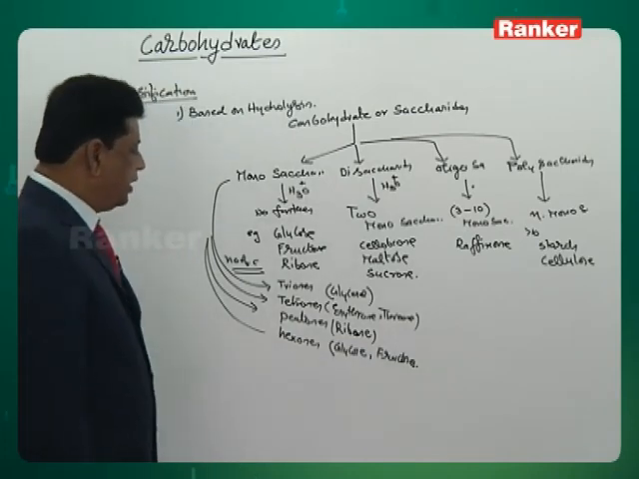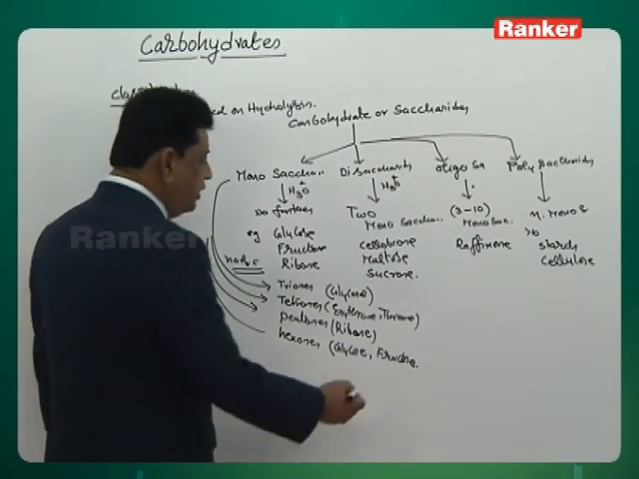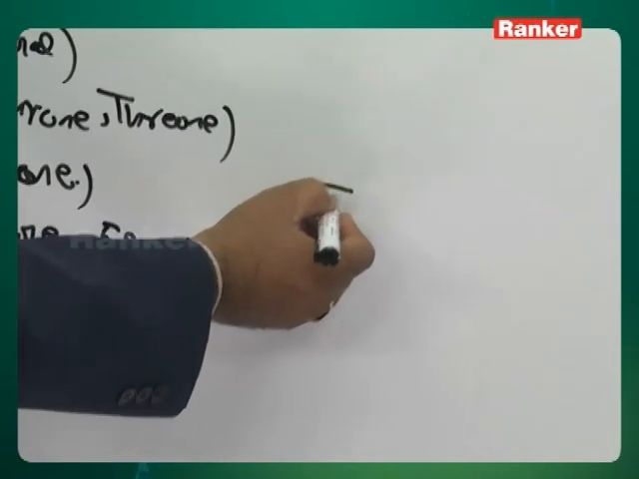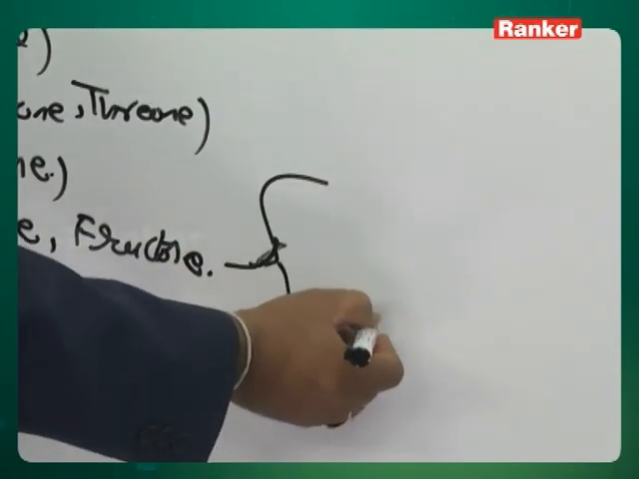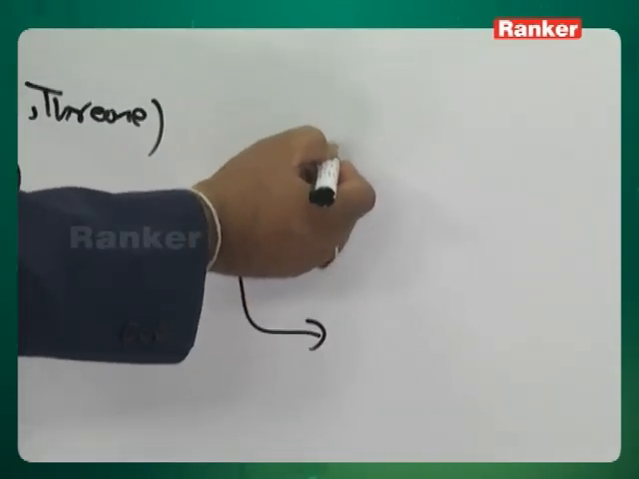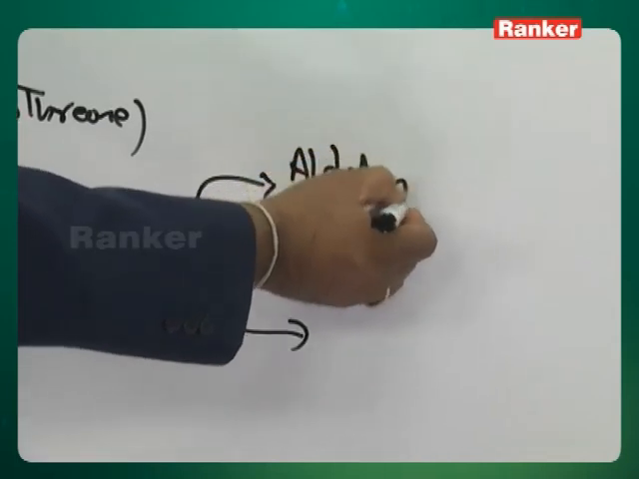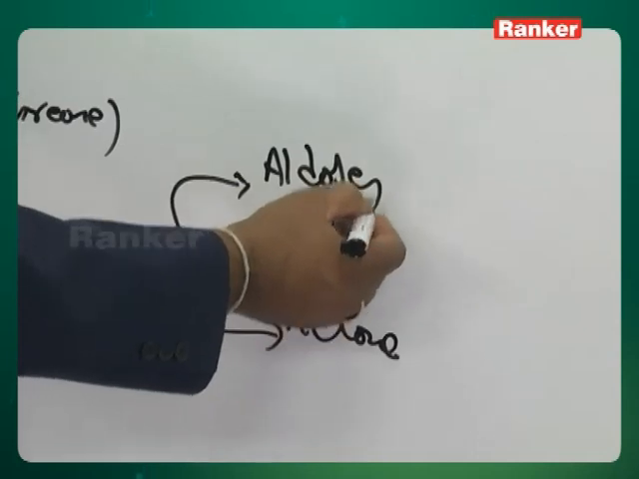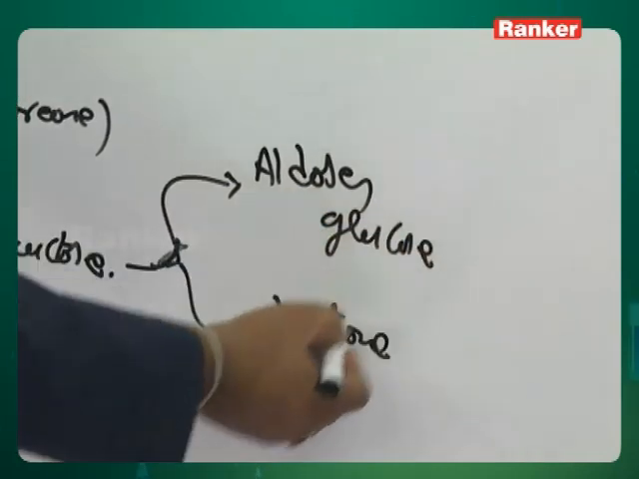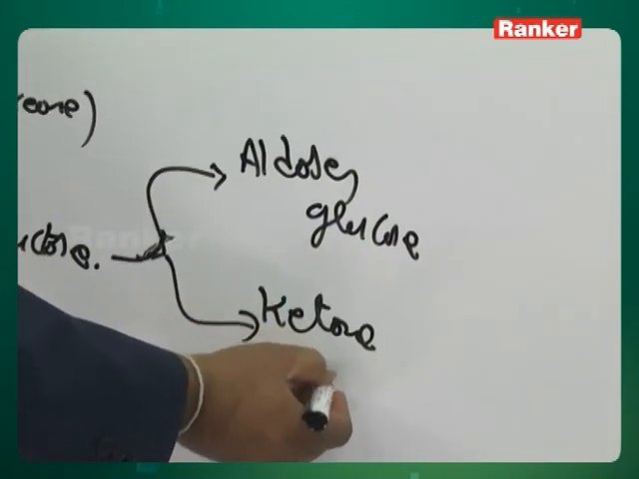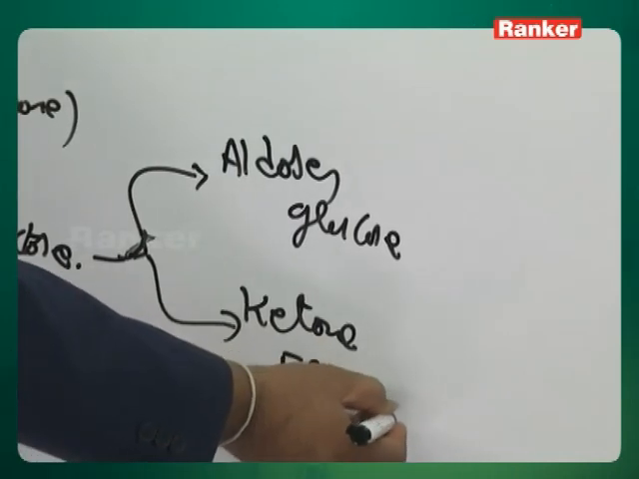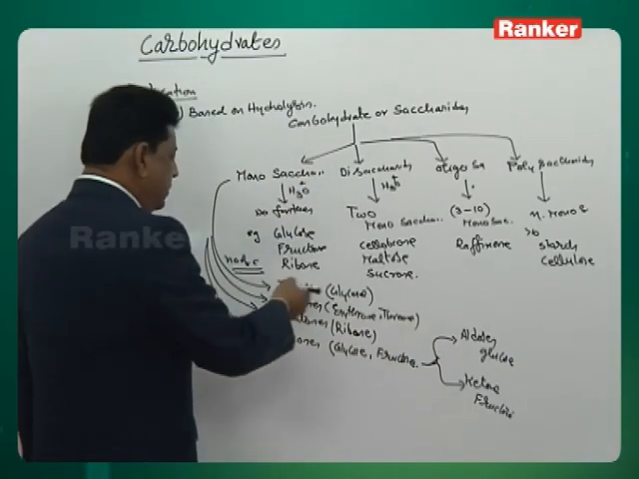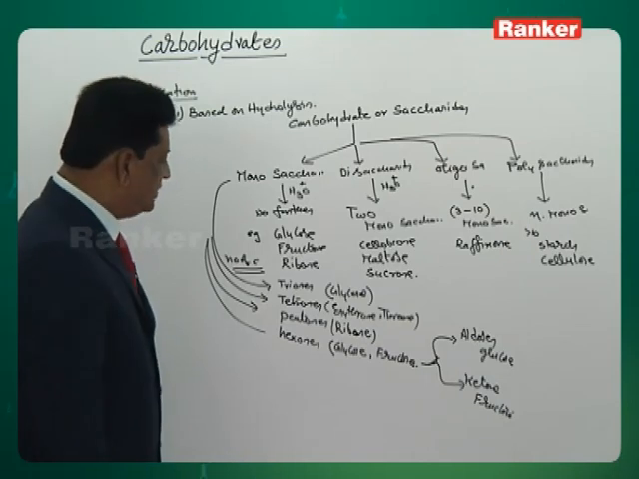Again, these hexoses can be classified into two varieties based on the functional group. What type of functional group do we have? Aldoses and ketoses. In fact, glucose is an example of an aldose, and fructose is an example of a ketose. Like that, each member, pentoses, trioses, tetroses, also can be classified.